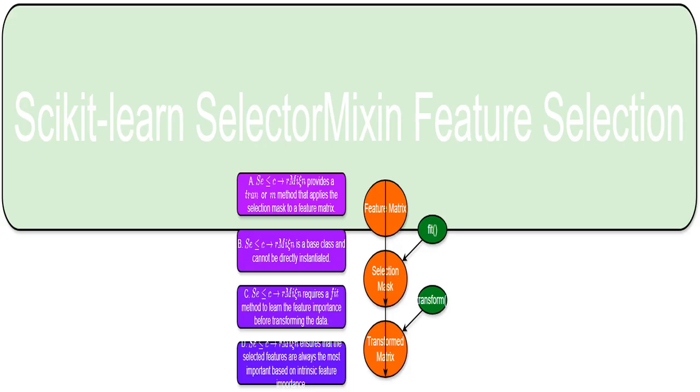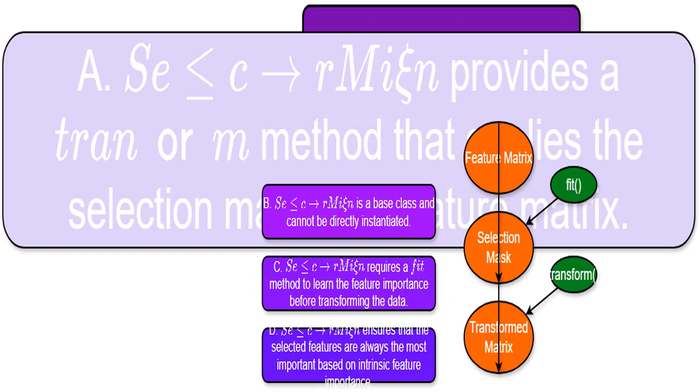I see you're working with Sklearn's SelectorMixin, a crucial component for feature selection in machine learning. It's like a toolkit that provides a standard way to select important features from your data, preparing it for your models. This statement is true.